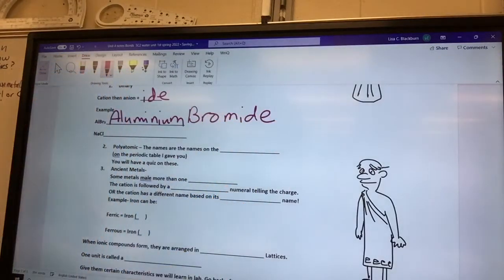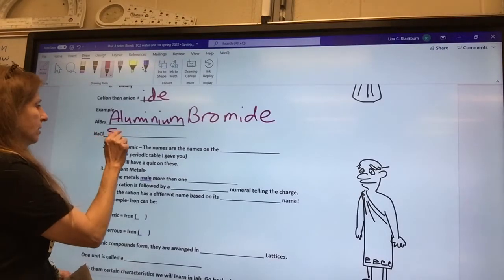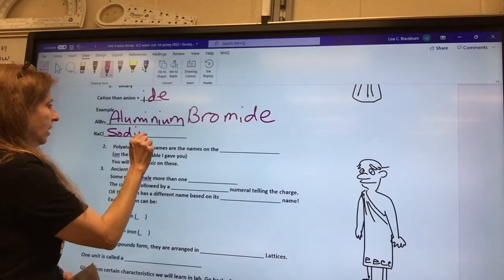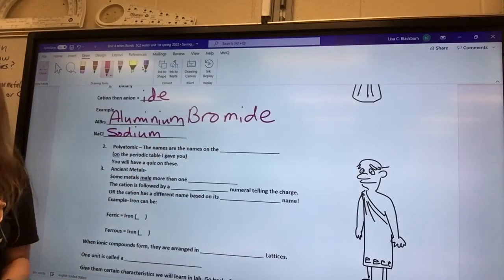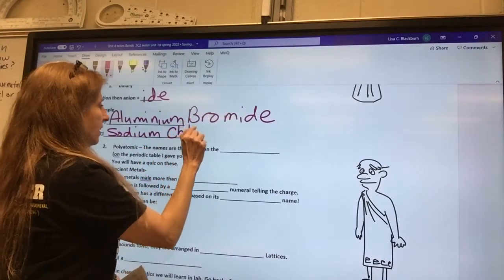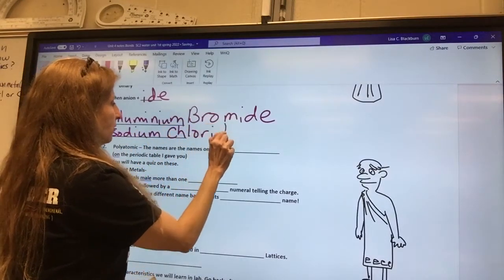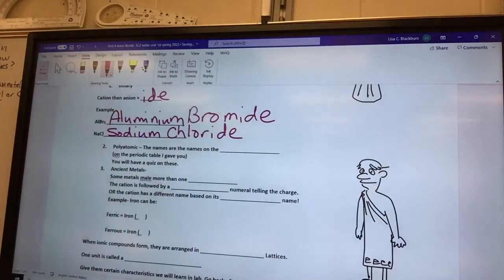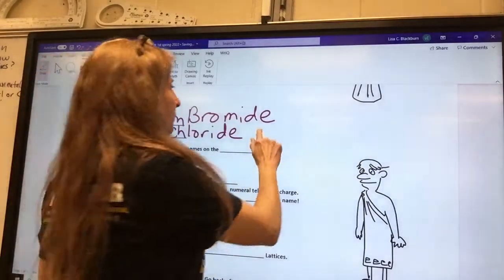Aluminum bromide. NaCl, what's Na? Sodium. Cl, chloride, chlorine becomes chloride. And where do you find sodium chloride in real life? Salt, table salt. I think we have it drawn right there.